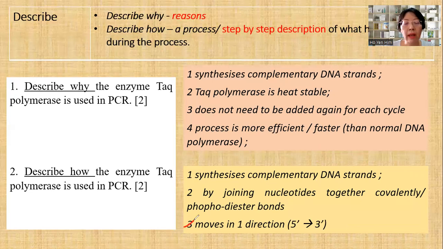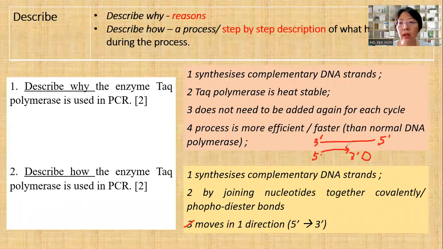Okay. And therefore, it allows the new strand to grow from 5' to 3' direction. So the template strand is here, this is 3' and this is 5'. So the new strand will grow from 5' to 3', right? Therefore, it will add a new nucleotide to the terminal nucleotide of this polynucleotide strand, okay?